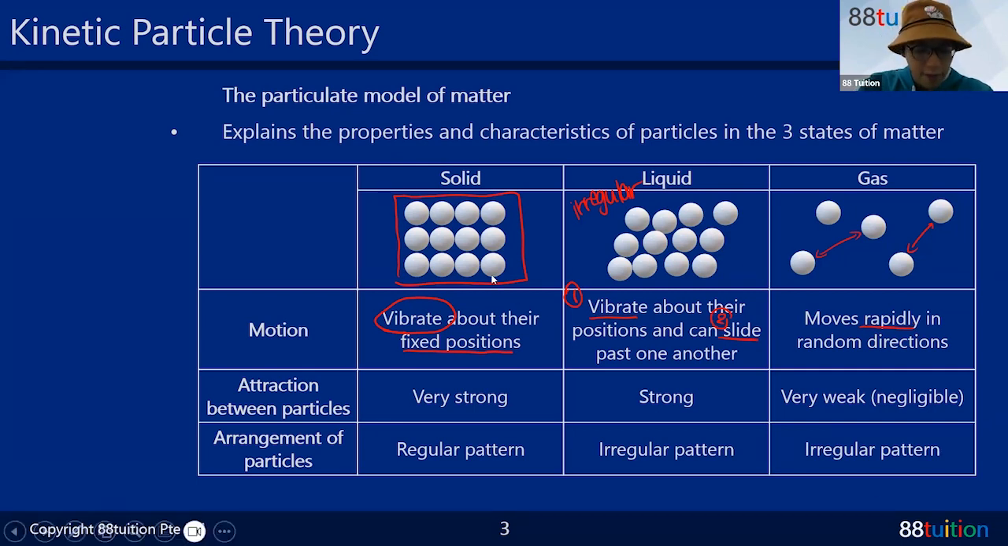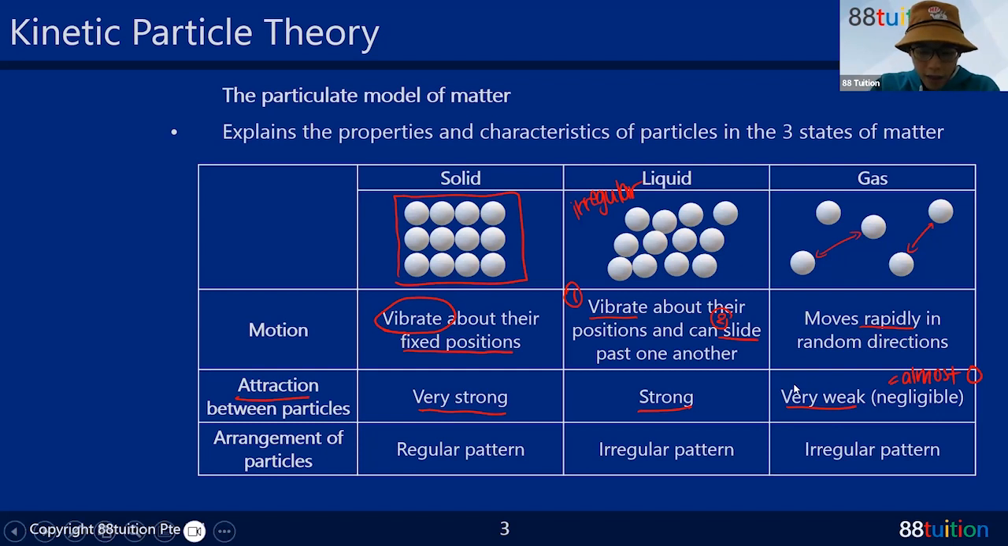Then we talk about attraction between particles. We just look at how close they are. The closer the particles are, the stronger the attraction. It's like two magnets. If you keep the magnets further apart, they don't really attract each other. You bring them closer, and they will attract. So for solid, because the particles are so close to one another, the attraction is very strong. Liquids are relatively close also, so the attraction is strong, but not as strong as in solid, so we call it strong. Then for gas, it's almost nonexistent, very weak. Negligible means almost zero, or you can ignore it. So there's no attraction, they are free.